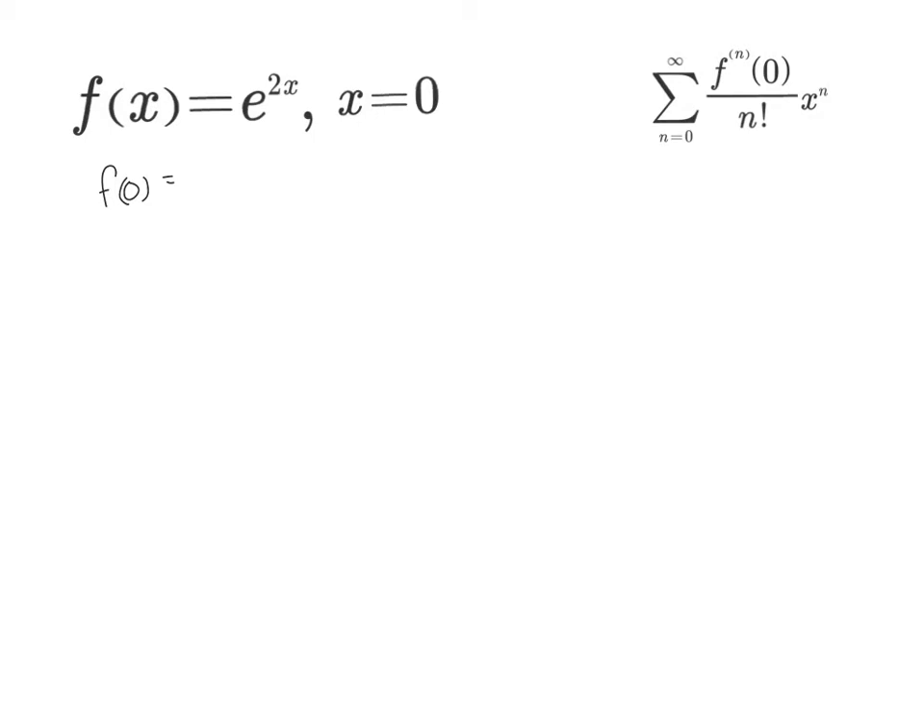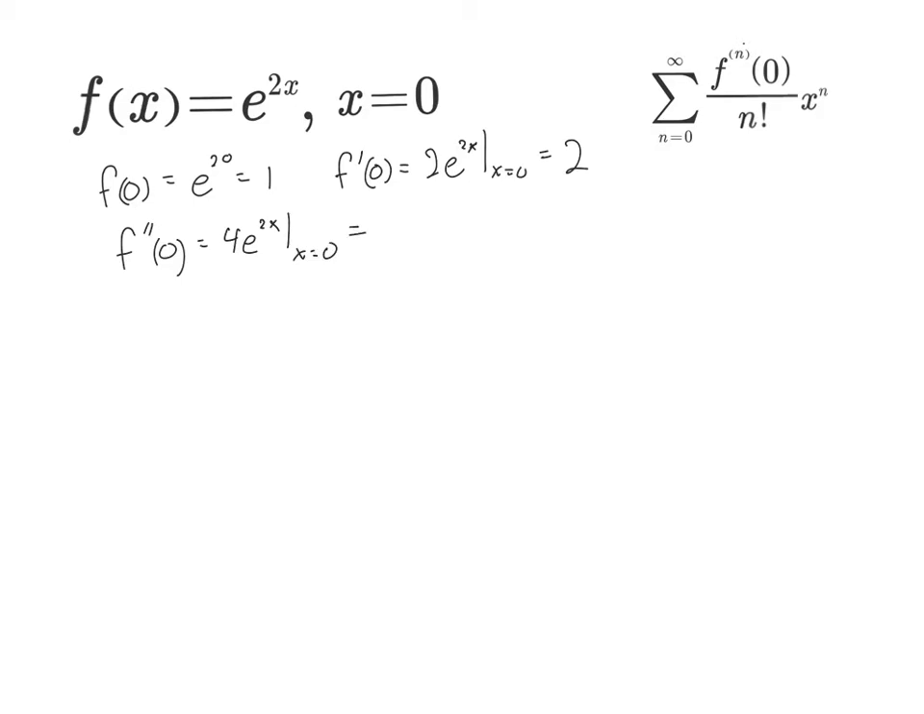And f of 0 is going to be e to the 2 times 0, which is going to be 1. And then I need to find the first derivative. So the first derivative at 0. Well, the derivative is going to be 2 e to the 2x. And then we're going to evaluate that at x equals 0. So this equals 2. And then we're going to do the next one. And that's going to be 4 e to the 2x, evaluated at x equals 0, which ends up being 4.